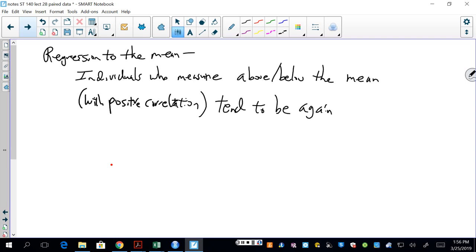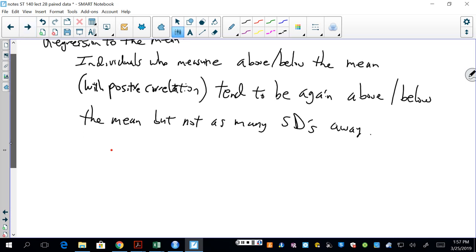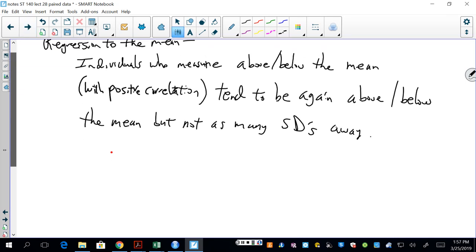Tend to measure again above or below the mean at the new time period, but not as many standard deviations away. So if you pick the 13 worst traffic intersections, they're still probably going to be pretty bad. But in comparison to the entire population the second time, they're going to be a little bit less. There's a little bit of reduction.